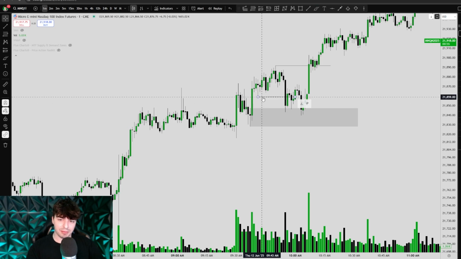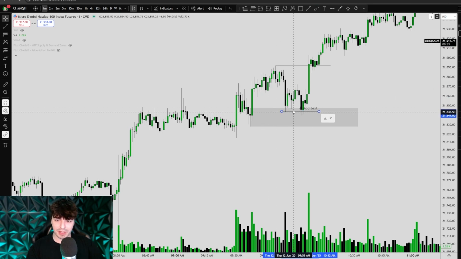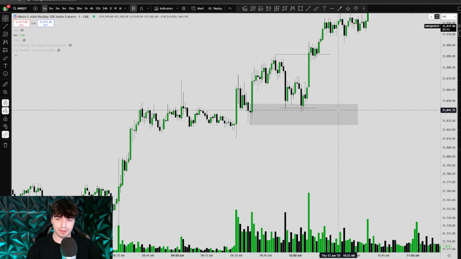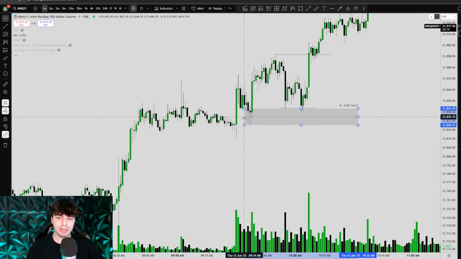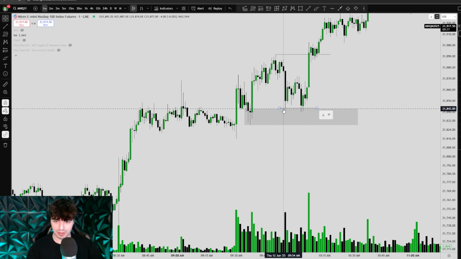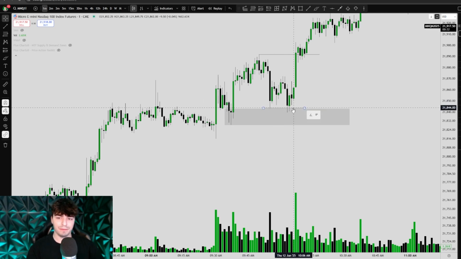But what does end up happening is we test the area of demand, and then we create this low right here. Now that is now an order zone. So we have this demand zone, and then we have just created a new low here, which now creates liquidity. Stop loss orders go below this low. And this is now a valid order zone.